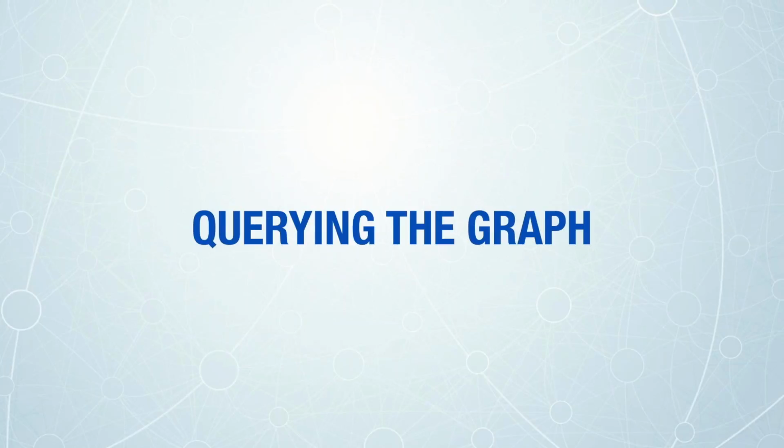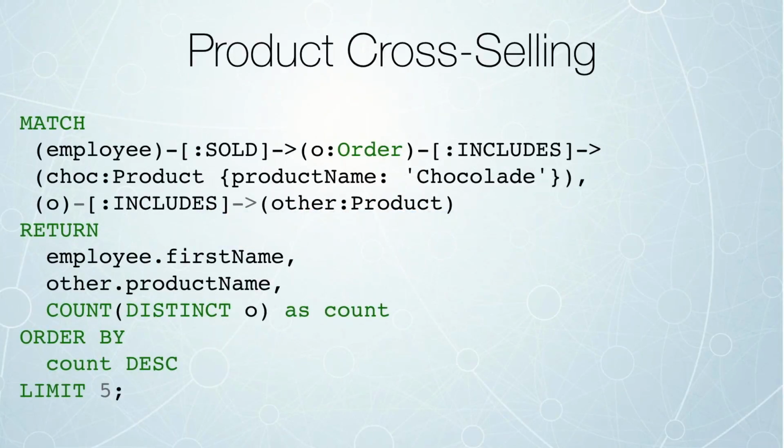Query the graph, again, done with Cypher, and I'm going to show you one query here, which I think is pretty fascinating, how easy it is to write a query like this. But what you're looking for in this case is an employee sold an order, which includes chocolat, and that order also includes another product. Find a list of those other products and the count at which those other products were sold by that employee. So basically, what was cross-sold, which is a much more difficult thing to represent in other query languages.